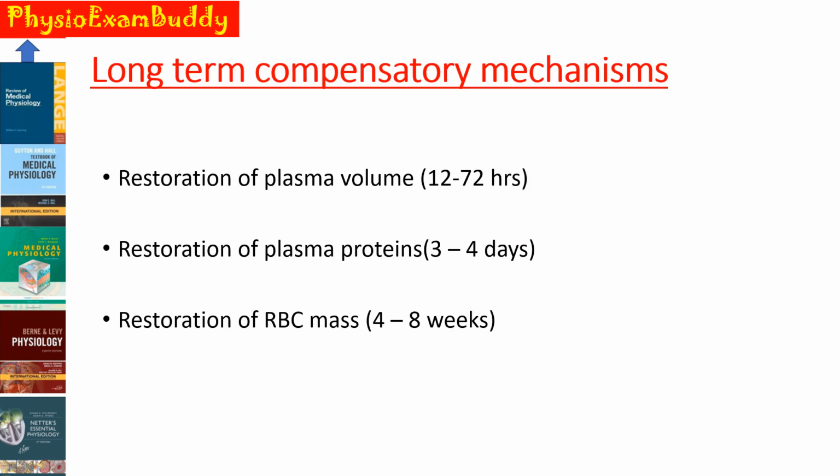glucocorticoids. Next, we will move to the long-term compensatory mechanisms occurring in hypovolemic shock. We can divide them under three headings: restoration of the blood volume in 12 to 72 hours, next the restoration of the plasma proteins which occurs in 3 to 4 days, and the final or last compensatory mechanism to occur is the restoration of the RBC mass, which happens in 4 to 8 weeks.